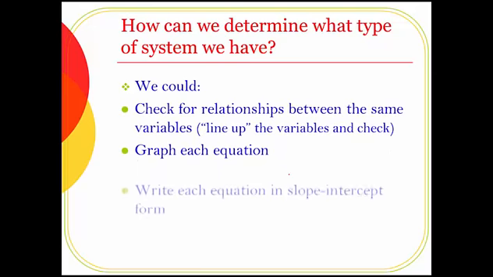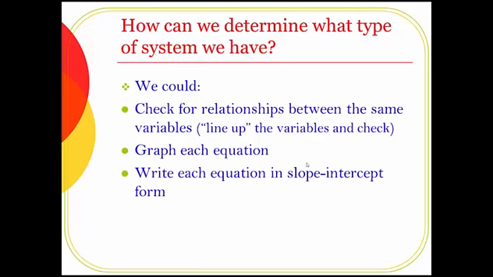We could graph it. The third one, we could write each equation in slope-intercept form. Do you still remember slope-intercept form? I hope you still remember it. y = mx + b. You may need to view the video I did on graphs, slopes, intercepts, and linear functions. So this is the slope-intercept form of a straight line. m is the slope and b is the y-intercept.